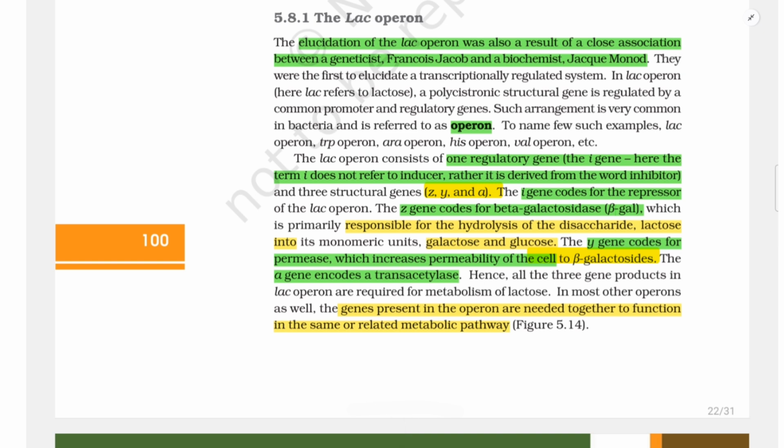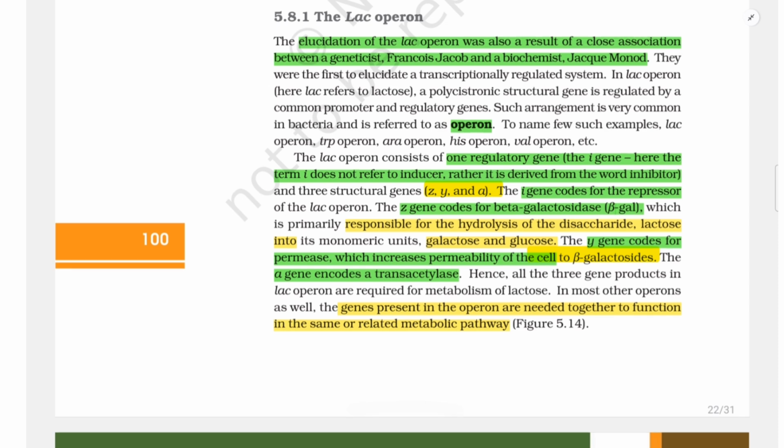5.8.1 The lac operon. The elucidation of the lac operon was also a result of a close association between a geneticist, Francois Jacob, and a biochemist, Jacques Monod. They were the first to elucidate a transcriptionally regulated system. In lac operon, here lac refers to lactose, a polycistronic structural gene is regulated by a common promoter and regulatory genes. Such arrangement is very common in bacteria and is referred to as operon. To name a few such examples, lac operon, trp operon, ara operon, his operon, val operon, etc.